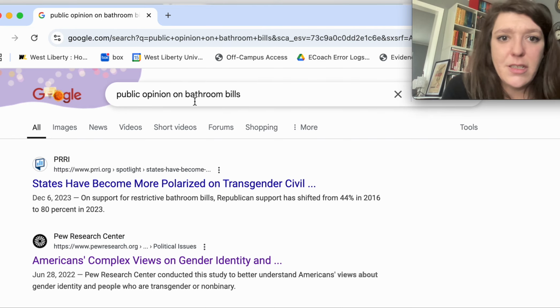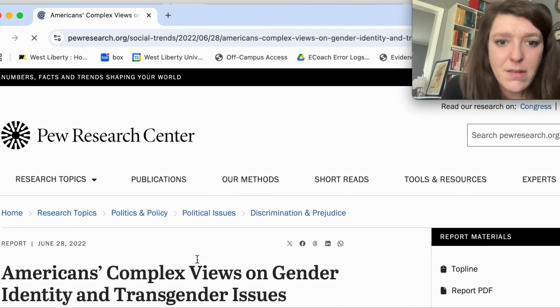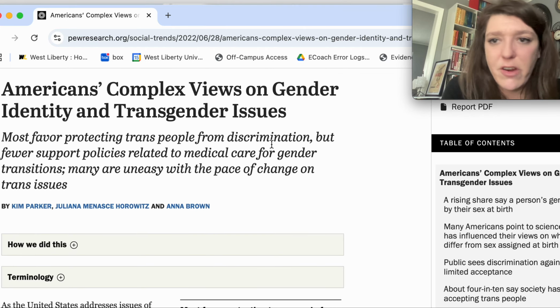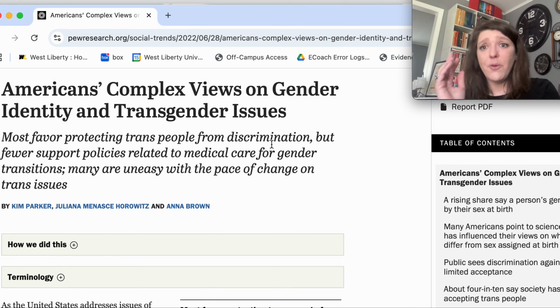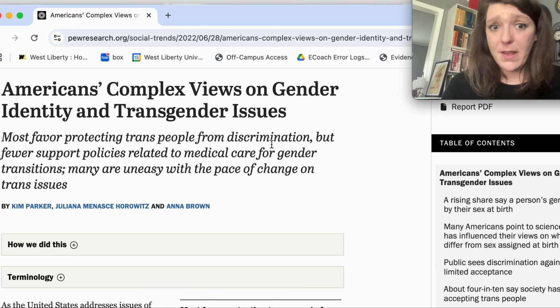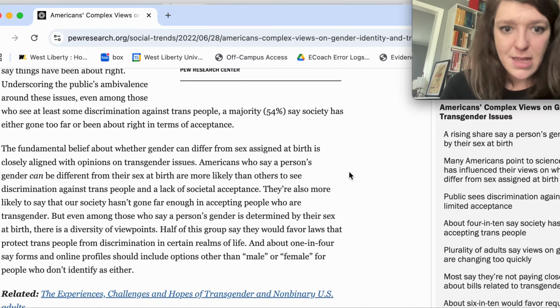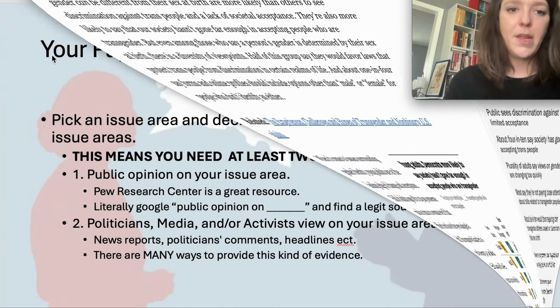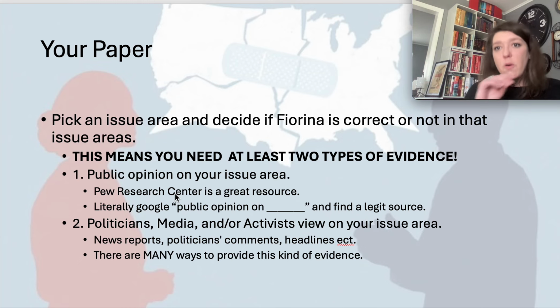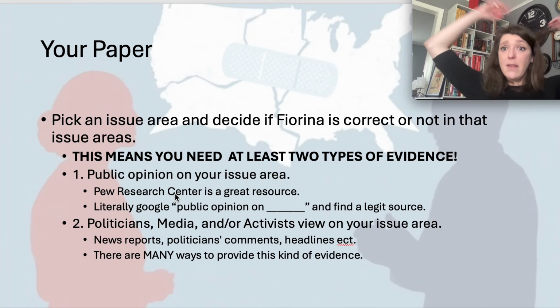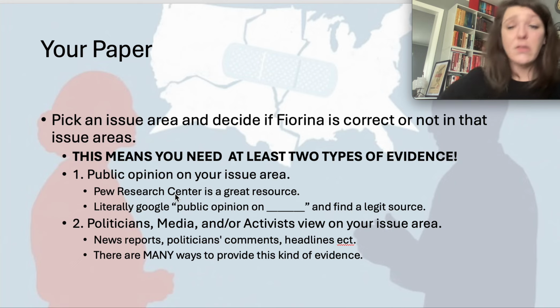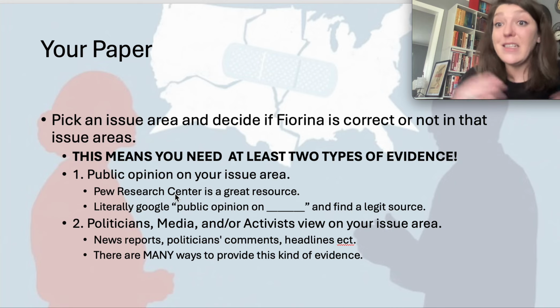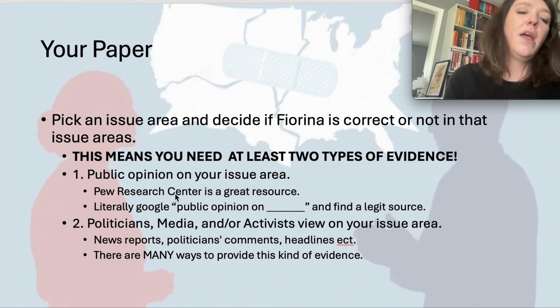And I just Googled that, and the first thing that pops up is Americans' complex views on gender identity and transgender issues. It's not perfect. It's not exactly public opinion's view on bathroom bills, but you can draw some conclusions from this. They have all these charts and things. This is the kind of stuff that I think is important. So you need something. If you think the public is polarized, fine. Show me something that suggests that the public is polarized on these issues. If you don't, great. Show me something that the public is not polarized on the issue of your choice.